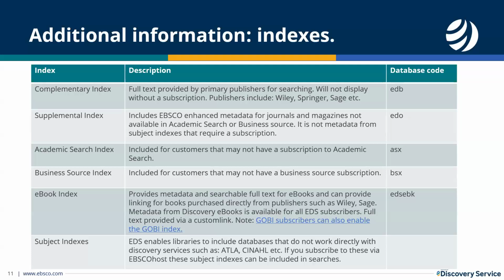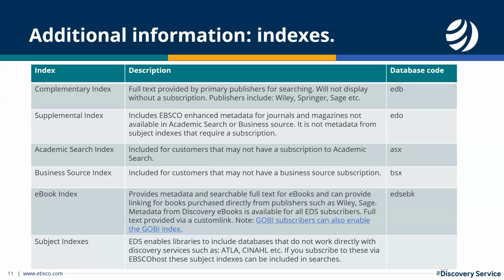So this is really for primary publishers. They're not necessarily a database like EBSCO or Gale, but we want to make sure that that metadata is searchable. So these publishers can include people like Wiley, Springer, Sage, or Taylor and Francis.